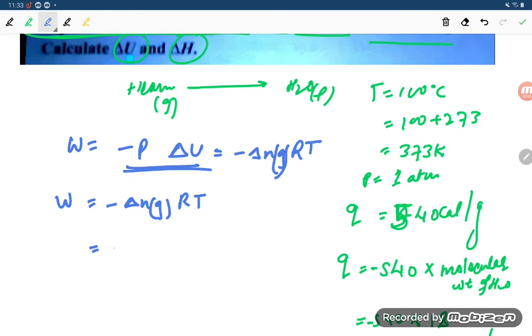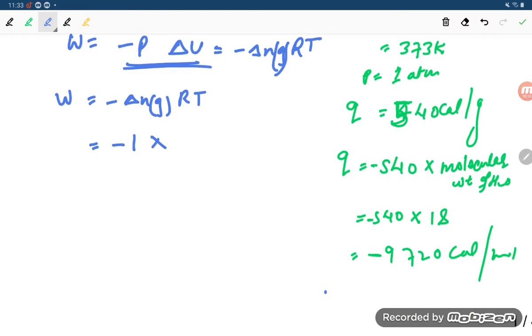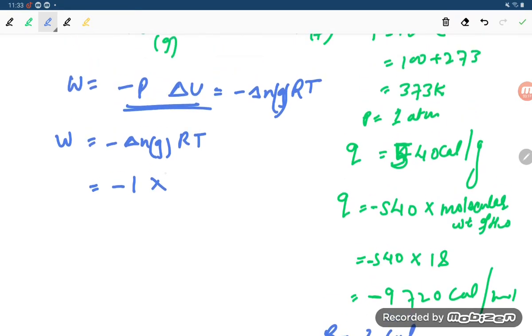So the formula will be minus 1 multiplied by what, student? The R value in calories. We know that R in calories is 2 calorie. So minus 1 into 2 into temperature 373. So how much is it coming, student? Minus 746 calorie. This is the value of W.